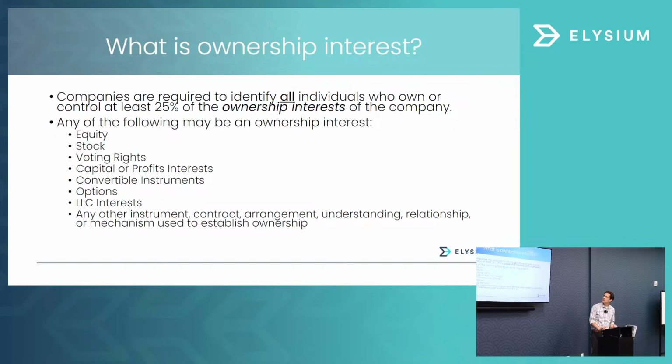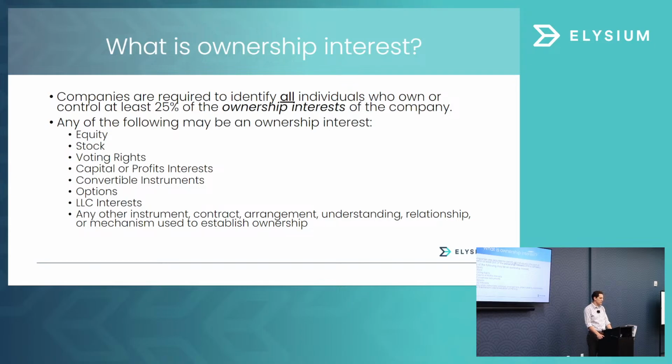So what's an ownership interest? Some of this is kind of intuitive. Equity can come in lots of forms. That could be stock, that could be LLC interests. In some instances, you can have voting rights that are independent of equity ownership. In the LLC sense, that can be capital or profits interests, certain convertible instruments. So if you have debt that's convertible into stock or into LLC interests, those are all things that we take a look at to see if you are someone who owns at least 25%.